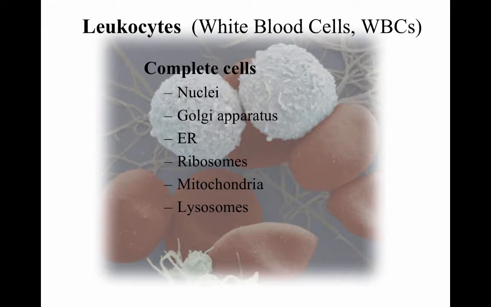Leukocytes are considered to be complete cells because they have nuclei, Golgi apparatus, endoplasmic reticulum, ribosomes, mitochondria, and lysosomes. So with the nuclei, Golgi apparatus, endoplasmic reticulum, and ribosomes, we're looking at some kind of protein synthesis mechanism, energy conversion, and then some kind of lysosome action or enzyme activity that they would provide.